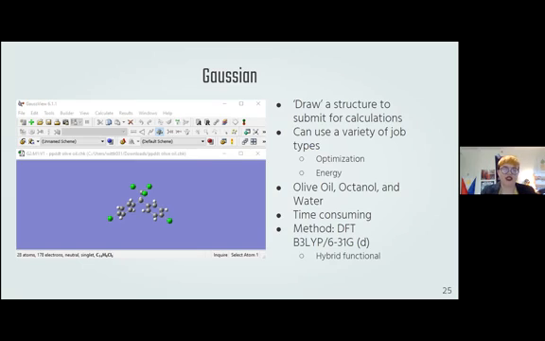After doing the optimization, we did the energy calculation, which finds the Gibbs free energy of solvation using the DFT and SMD methods. So we did 3 separate calculations for the solvation energy, one for olive oil, one for octanol, and one for water. One of the downsides to Gaussian is that it's really time consuming. A lot of the selected POPs took like 20 minutes to run each one for the energy job type. And lastly, I do have listed at the bottom the method we used, which was DFT B3LYP/6-31G(d), which is a hybrid functional in density functional theory.